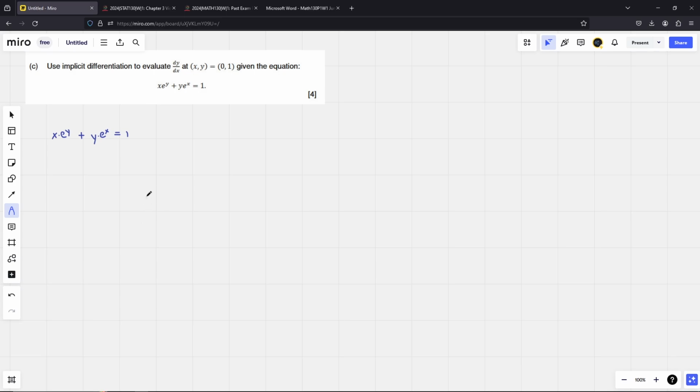So before I move on to the next step, I'm going to notice that they want dy by dx. So in order to get dy by dx, I'm going to have to take the derivative with respect to x. So let's say, okay, let's take the derivative with respect to x on both sides of my equation. That's going to be plus y multiplied by e to the x, and that's going to be equal to the derivative with respect to x of 1.